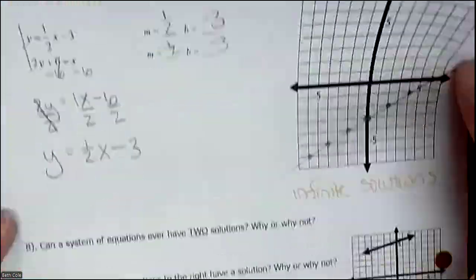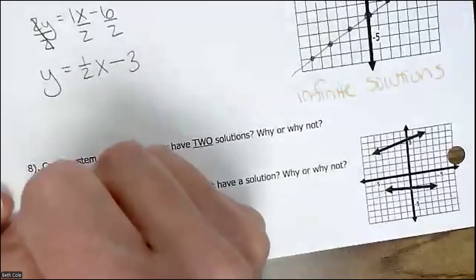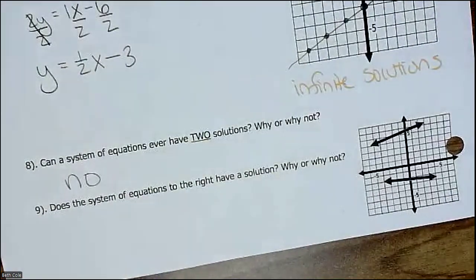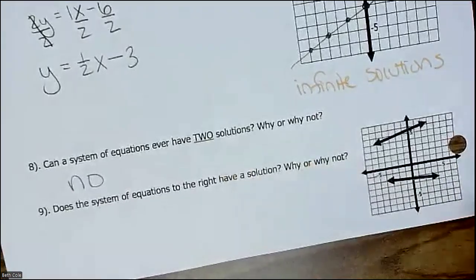All right, a couple of little follow-up questions. Oh, I already asked you this. Can a system ever have 2 solutions? No, because a line doesn't bend. Lines are straight. So if they keep on going in the same direction forever, it's not going to bend back on itself. If you want to put a reason why, lines don't bend, be the reason.